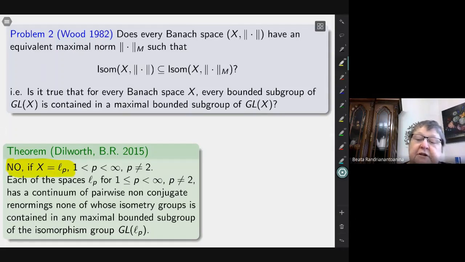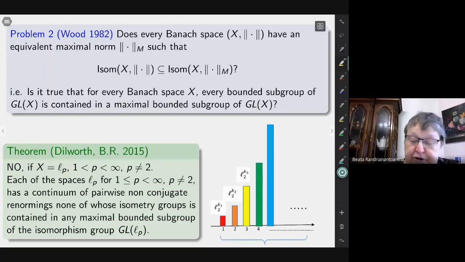So little lp is a space where maximal bounded subgroups exist. So if I renorm lp in any way I wish, will the isometry group have to be contained in one of those maximal groups? And the answer is no, strangely enough. And here is a picture of how to produce it. This is just an illustration.